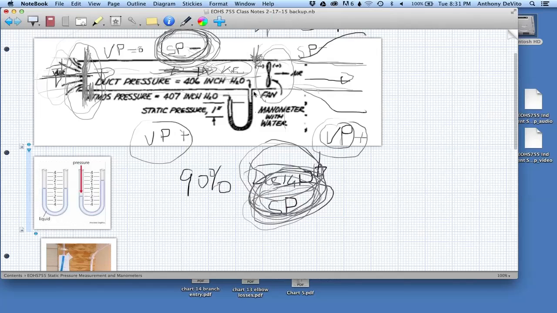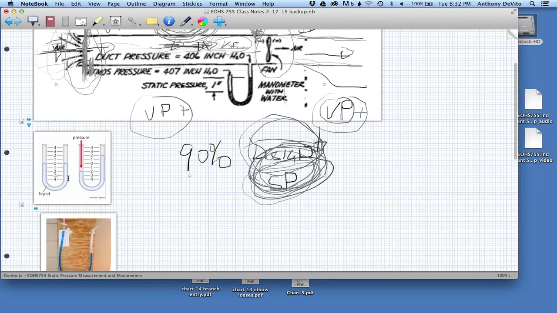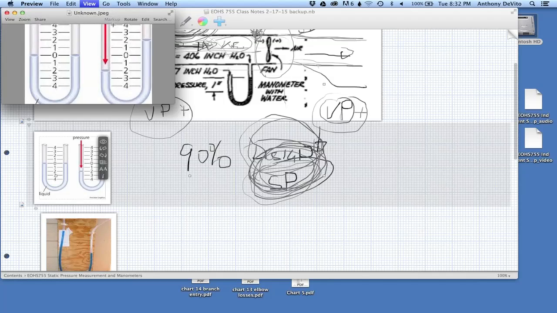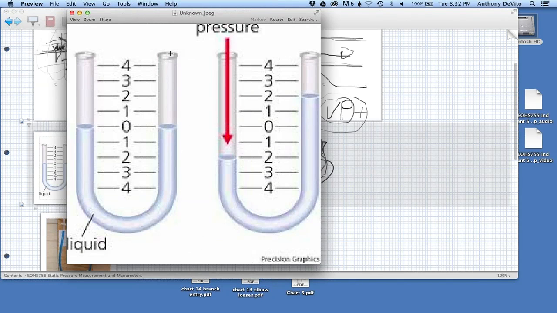And in this tube with water, if this were not connected to this ductwork, I'll open this up over here so you can see it. If it's not connected to anything, what we have is atmospheric pressure pressing down on this side, atmospheric pressure pressing down on this side, and the two ends of this tube are going to be exactly the same level.